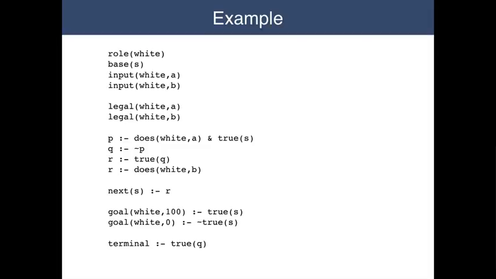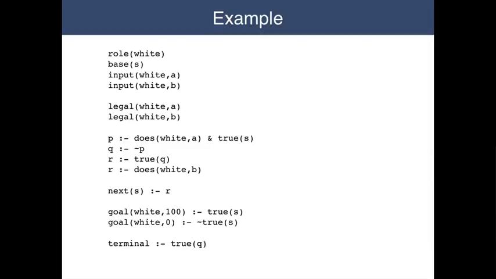There's just one base proposition, and there are two actions. The two actions are always legal. The player gets 100 points if S is true, otherwise the player gets 0 points, and the game ends if Q ever becomes true.